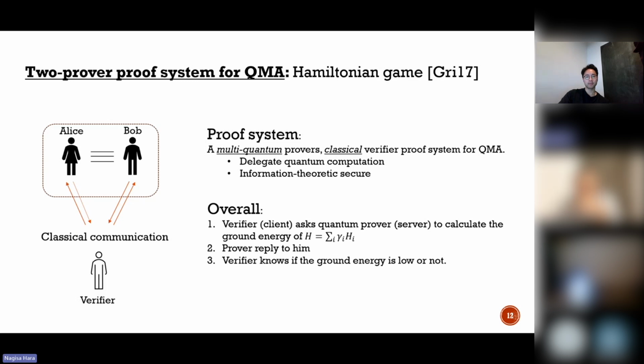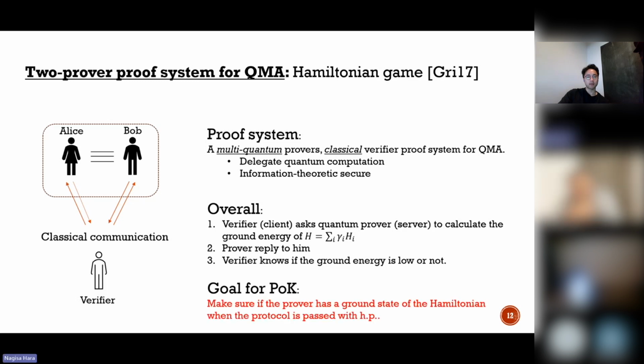First of all, the classical verifier, since he's classical, cannot compute the ground energy of the instance local Hamiltonian. So the verifier asks the quantum prover to calculate the ground energy of a certain local Hamiltonian. Then the prover replies to him with a classical reply in the classical communication channel. And the verifier, at the end of the day, knows if the ground energy is low or not, to decide to reject or accept.